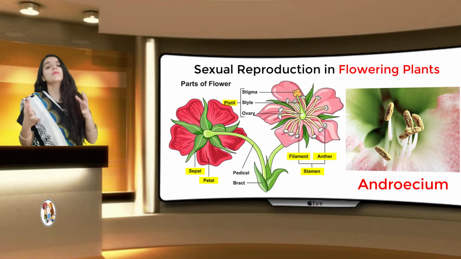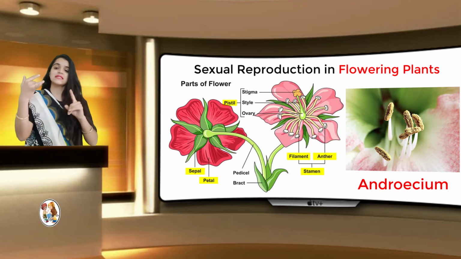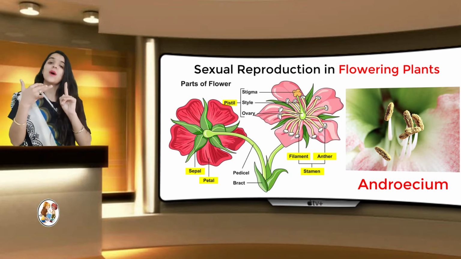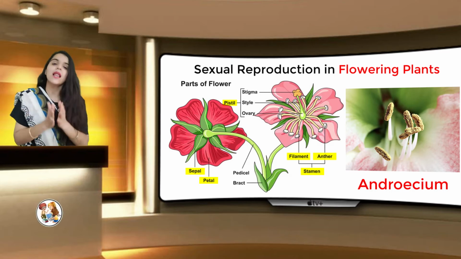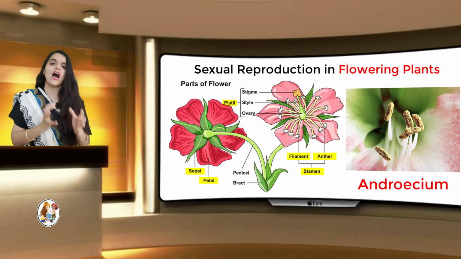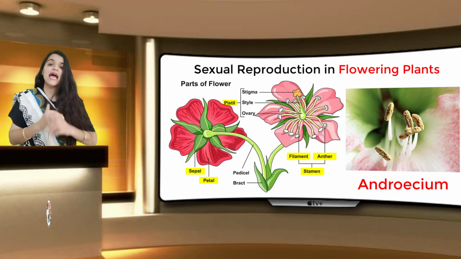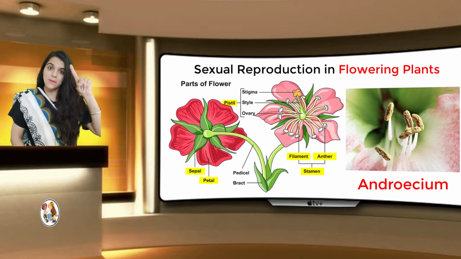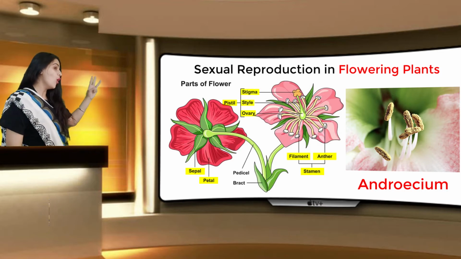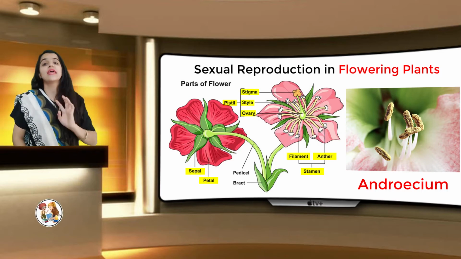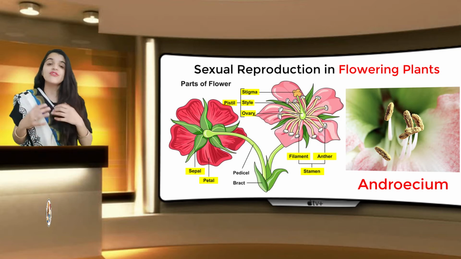So these are some names we have. First is gynoecium, the second one is pistil, the third one is carpel. That is the female reproductive part of a flower. It has three parts: stigma, style, ovary. These are the three parts we have in the case of the female.